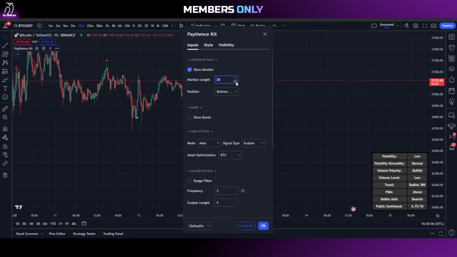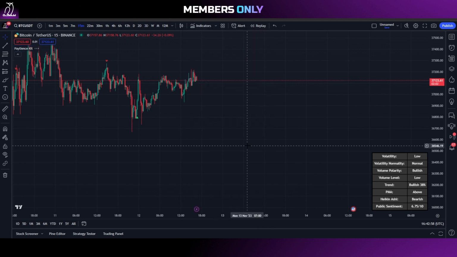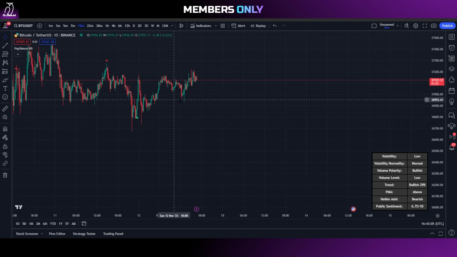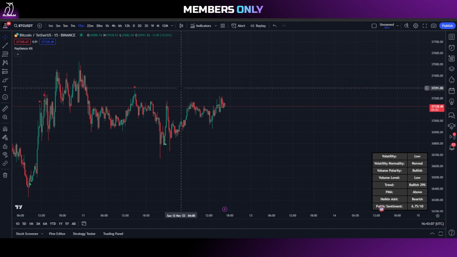Feel free to play with the length. So if we put this at a 40, we can see how stuff changes on the monitor. As you can see, the trend went down, but play around with it. Find the settings that work best for you.